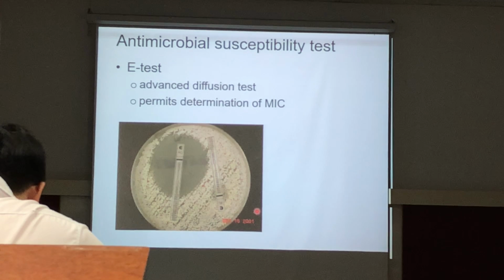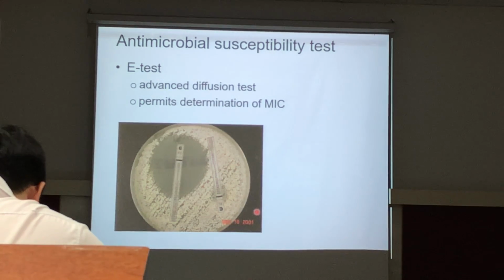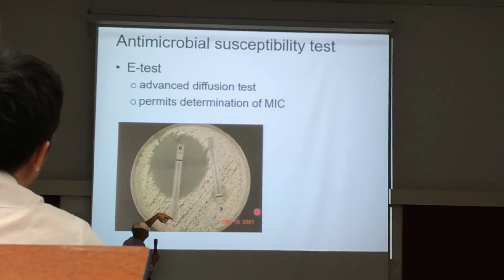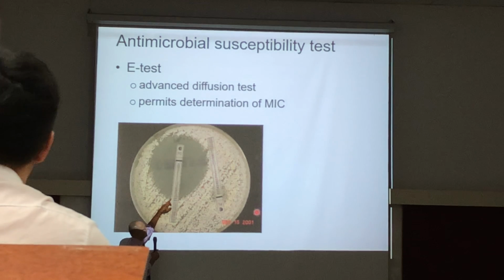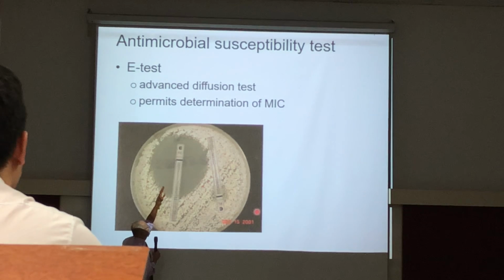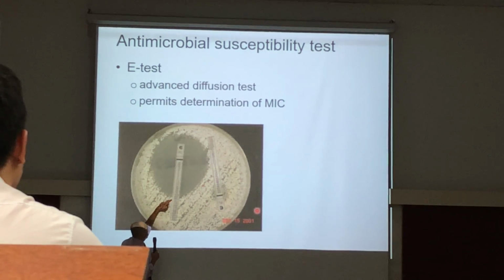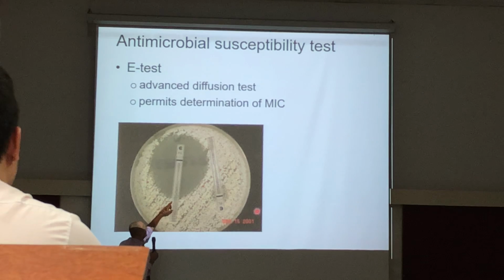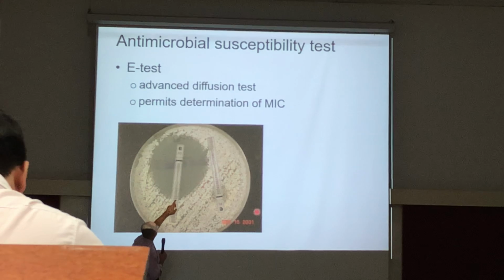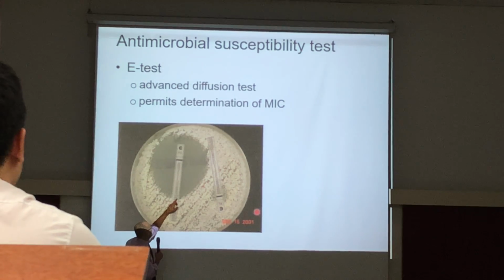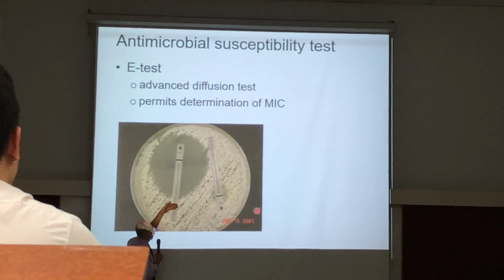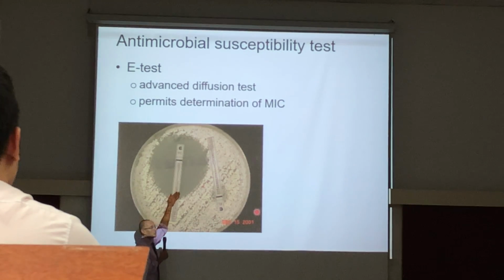Then we have another kind of advanced diffusion test, in which this paper strip has, you can read here, a different concentration of antibiotic. Here, very, very small, and increasing up to the top of the label. Where is the MIC? The MIC is around here, I cannot read very well here, because it's exactly here where you have growth of the bacteria and no growth of bacteria.